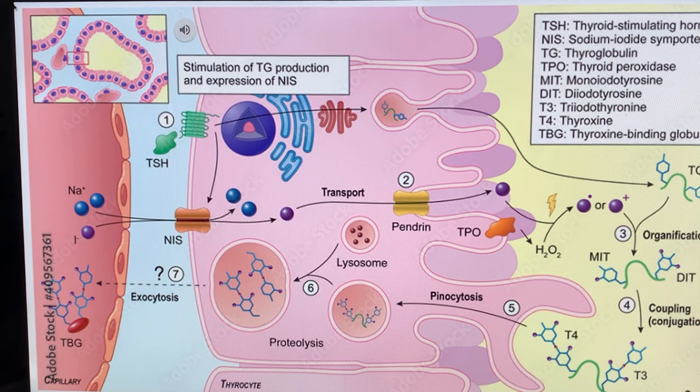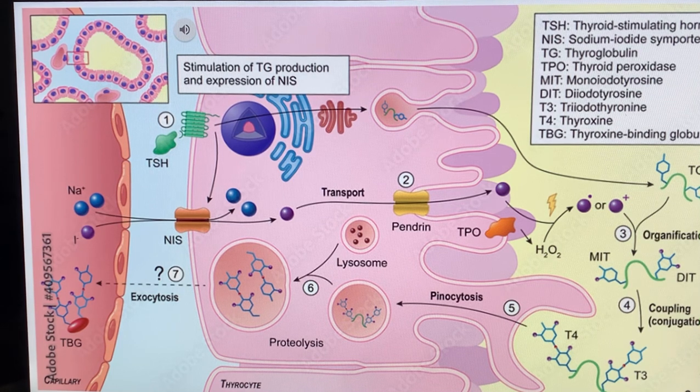In the upper left-hand corner, you can see a zoomed out picture of where we are in the thyroid tissue. There is a capillary to the left that has sodium and iodide inside. You can see by the circled number 1, the TSH hormone coming into the follicular cell through the TSH receptor. TSH will stimulate the thyroid follicular cell to synthesize thyroid hormone.